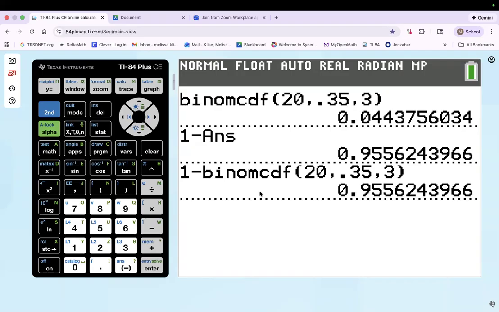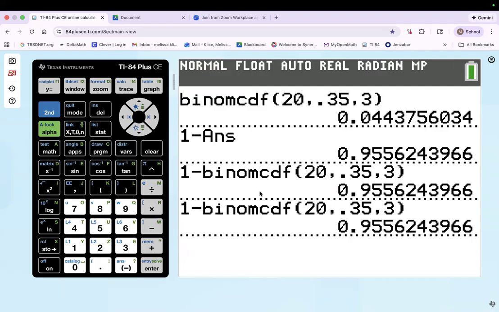I'm going to show you one more magical thing that not everybody has the ability to do, but some of you do. And for those of you that have this ability, I want you to see how cool it is and be able to use it. So I put the 1 minus in. Then I'm going to arrow up and highlight the binomcdf 20, 0.35, 3 and hit enter. It'll paste it for me. Not all the calculators can do this. Unfortunately, the 83 can't. I think about half of the 84s can, but it's really good.